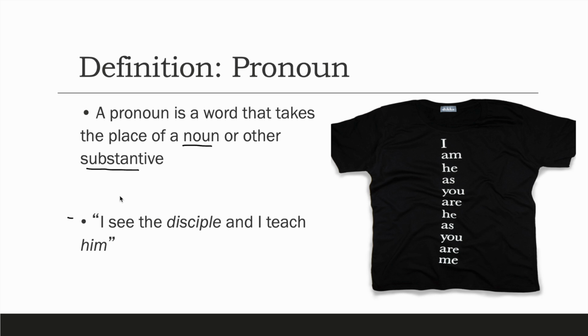Here's an example down here. I see the disciple and I teach him. In this sentence, the noun disciple is replaced by this pronoun him in the second part of the clause. We could repeat the disciple, I see the disciple and I teach the disciple, but that would be repetitive, and it's more compact to use a pronoun that takes the place of disciple and refers back to that word.